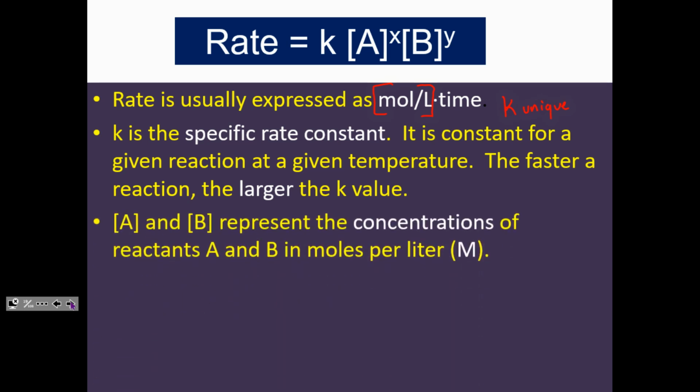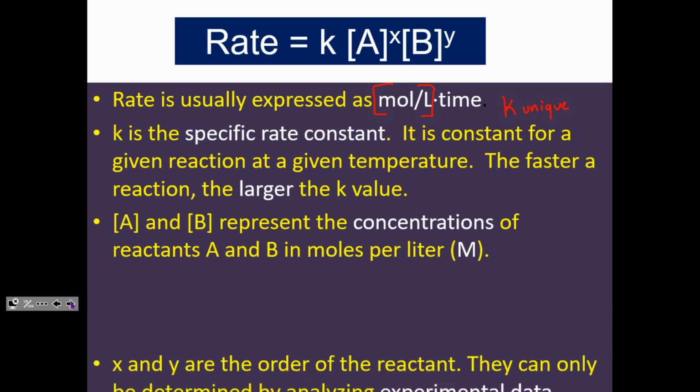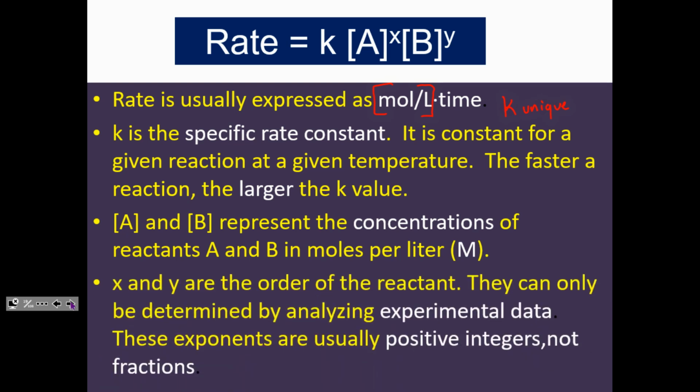A and B represent the concentrations of reactants A and B in moles per liter. X and Y are what we call the orders of reactants, and we're actually going to have to determine these by looking at experimental data. So the last part of this video is actually just going to be going over examples on how to look at experimental data to determine these exponents.